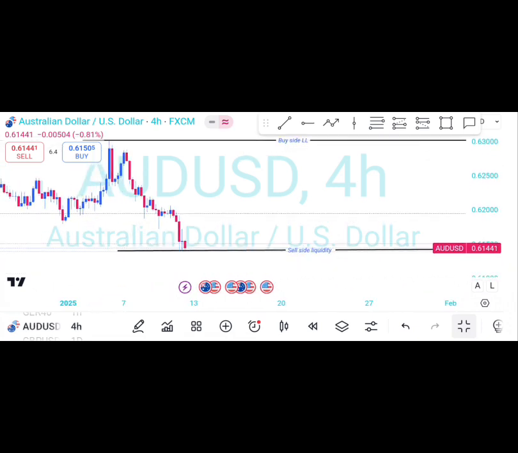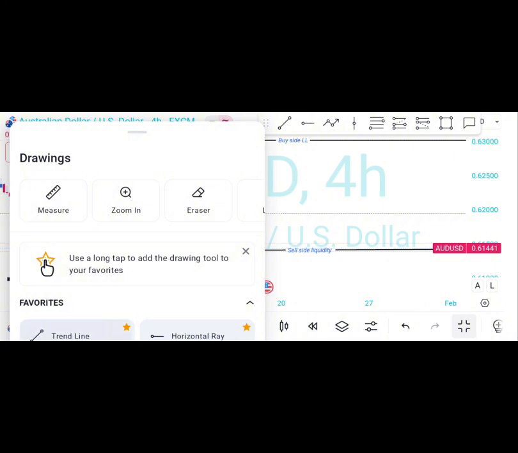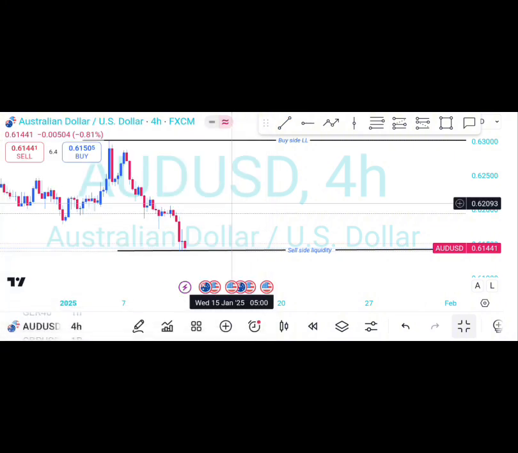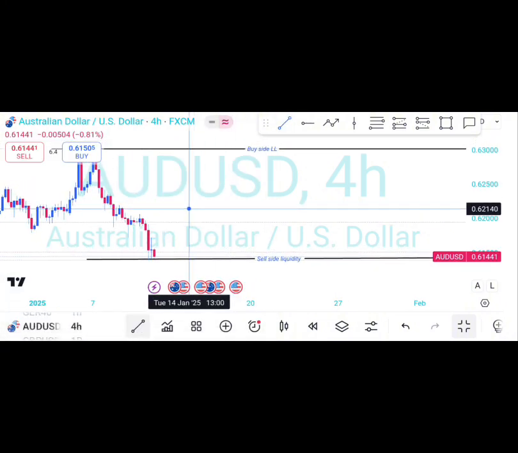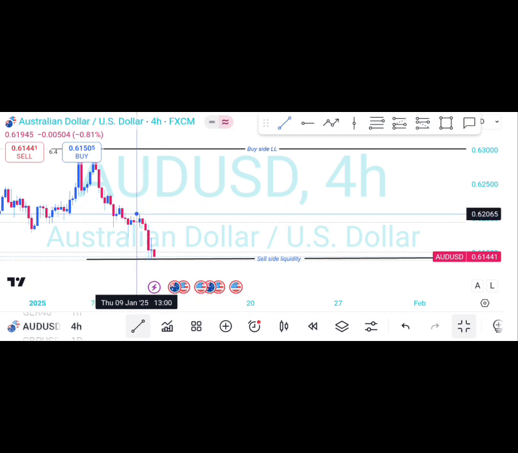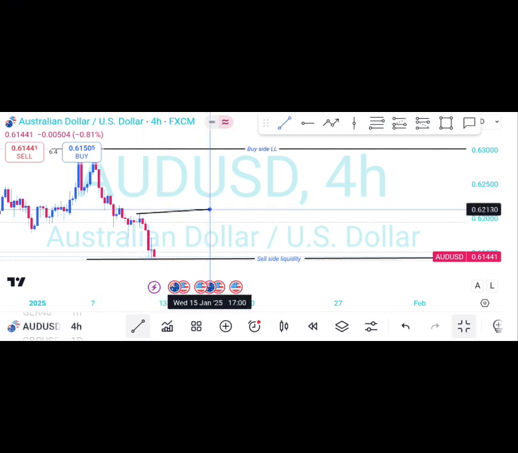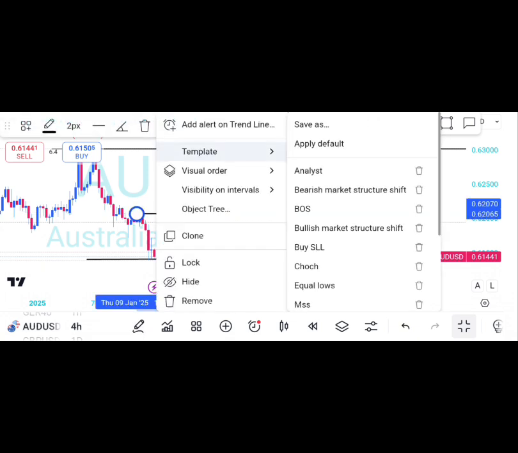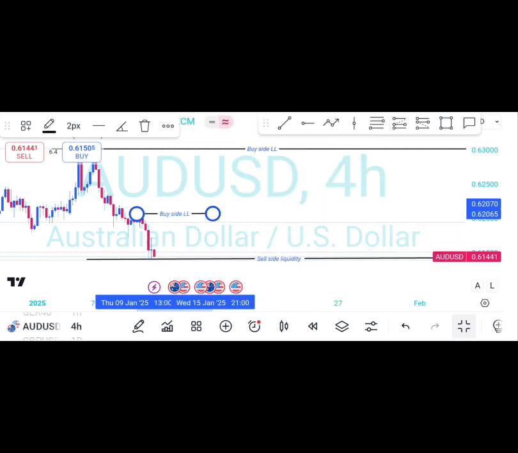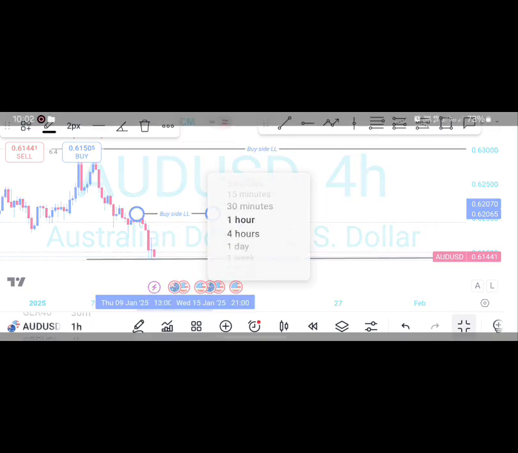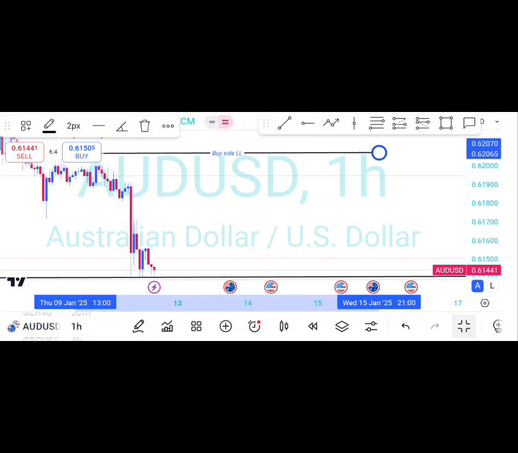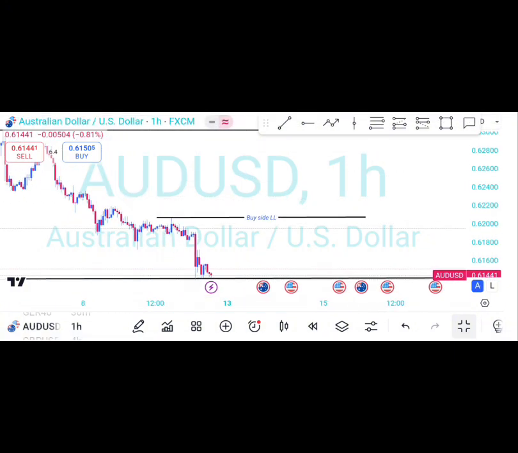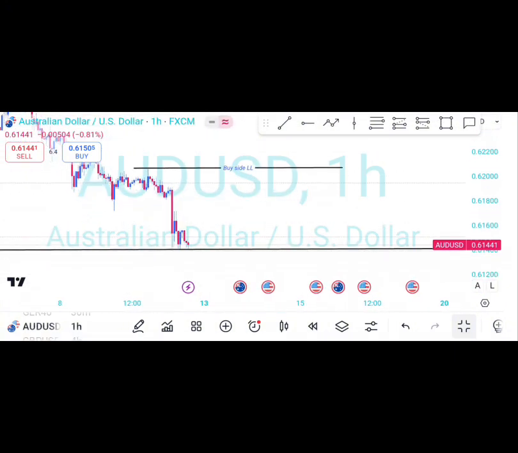And again, I'm gonna identify this high again. If price decides to take that high out, we are going to be looking for bears, continuation bears. This buy side liquidity, go to my 1-hour time frame. I'm going to be clearing this one because my charts are not clean.